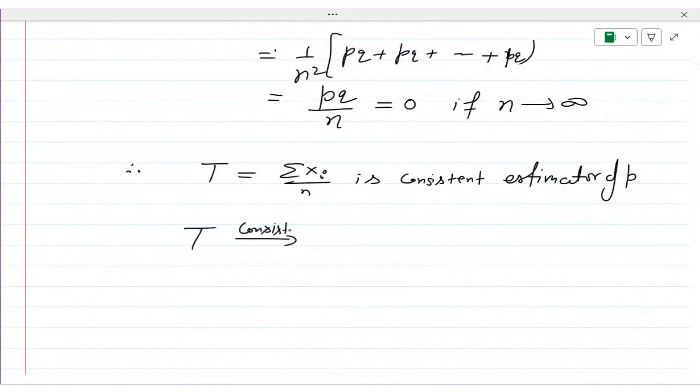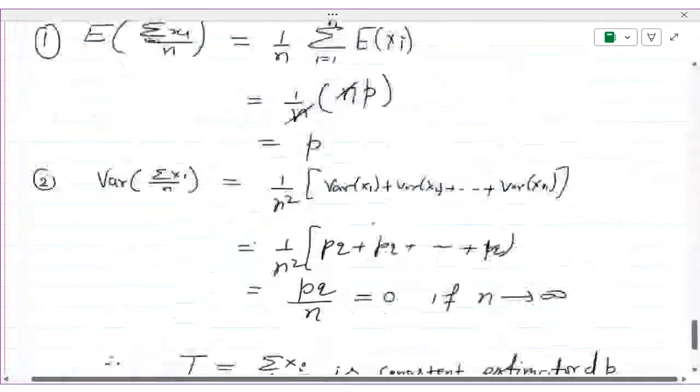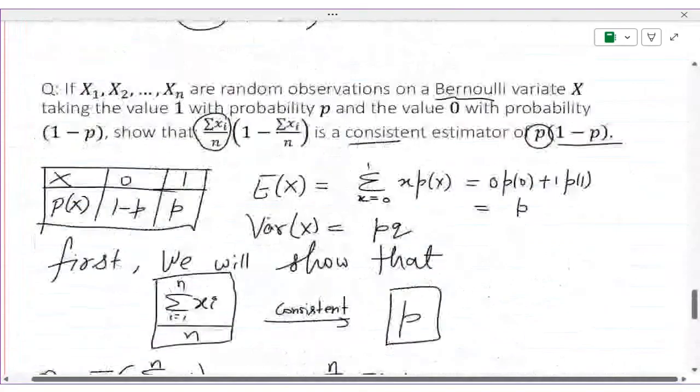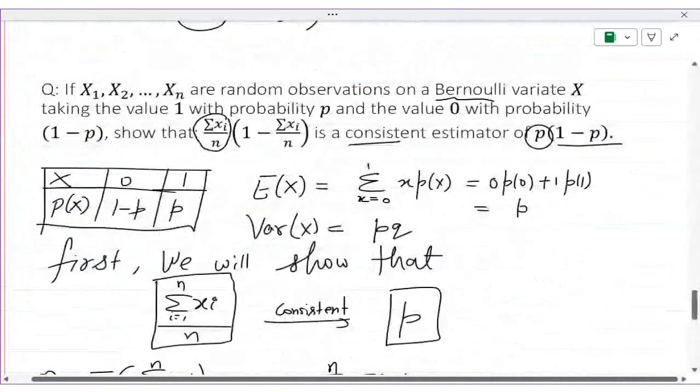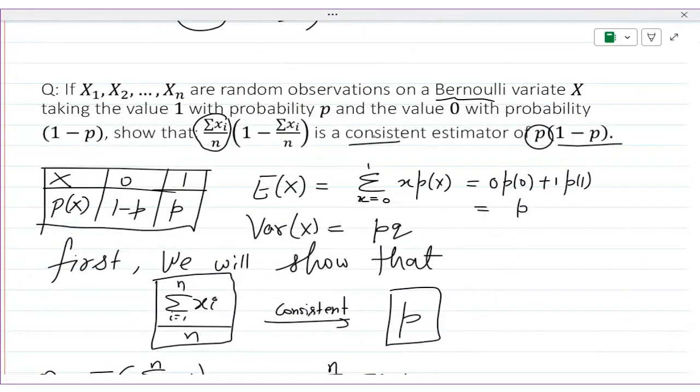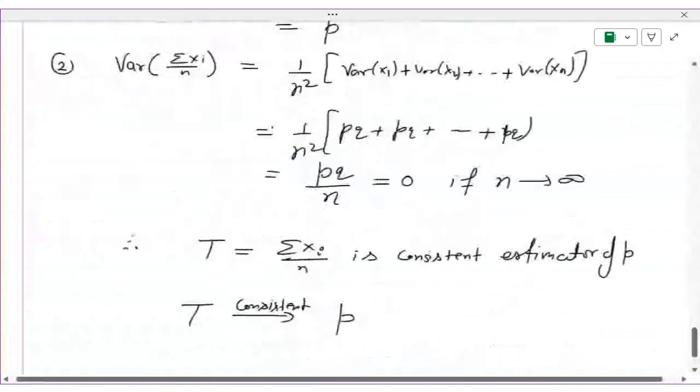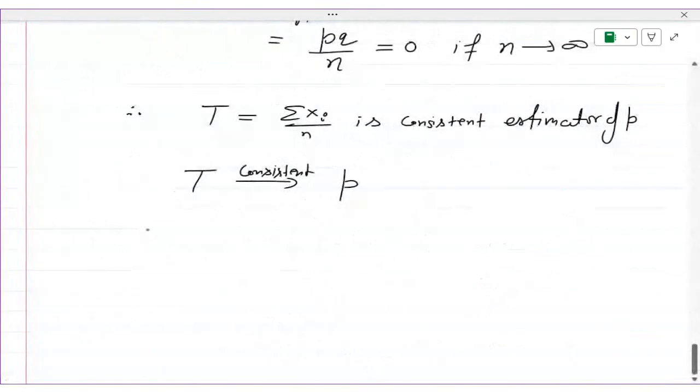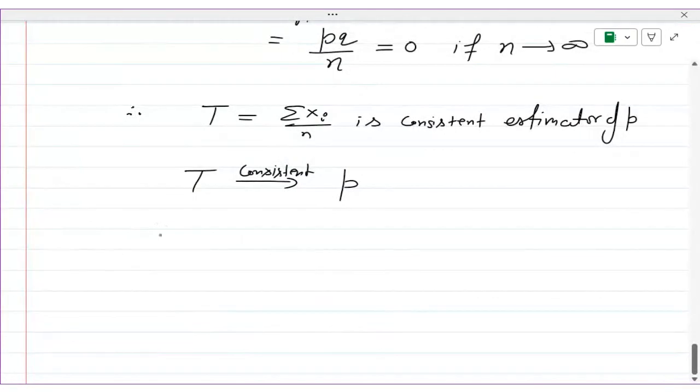But in the question, what do we have to show? In the question, we have to show that this t into 1 minus t is a consistent estimator of p into 1 minus p. This we have to show, right? So how can you do it? If I take this function f of t equal to t into 1 minus t.